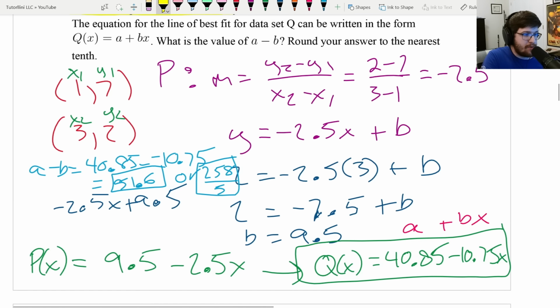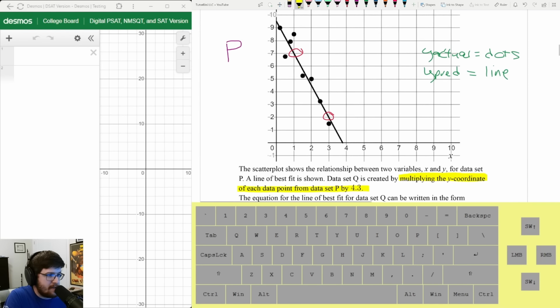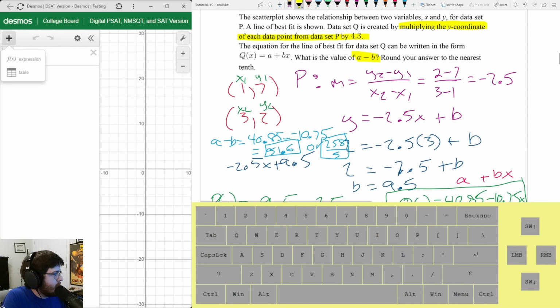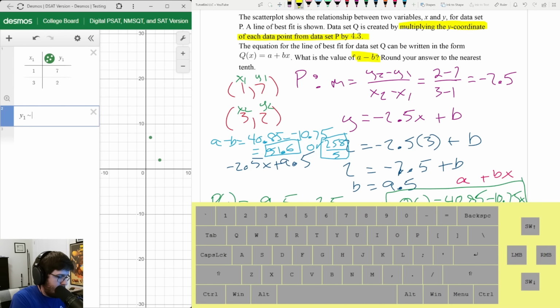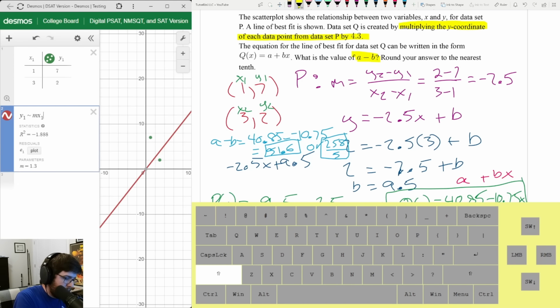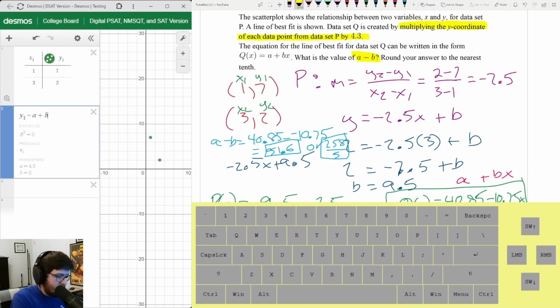But this would be a really good one to do on Desmos. So let's jump to Desmos. And we said the 2 points for line P, line of best fit for the DSAT P. Let's make a table. It would be, what did we say, 1, 7, and 3, 2. And I'm going to do y1 tilde mx1 plus b. And if you want, I could do a plus b x1.